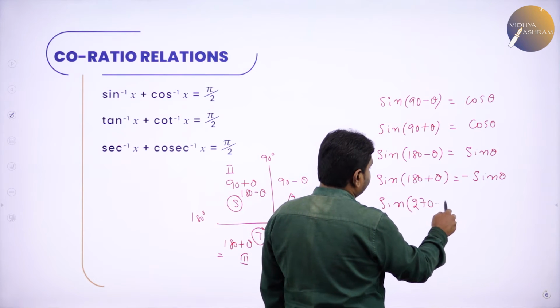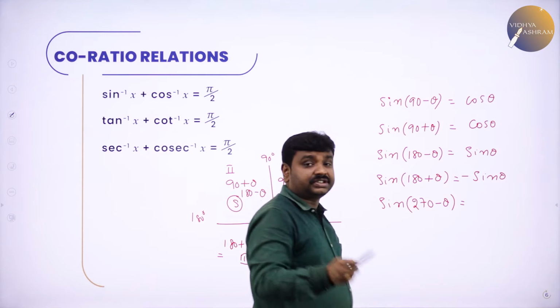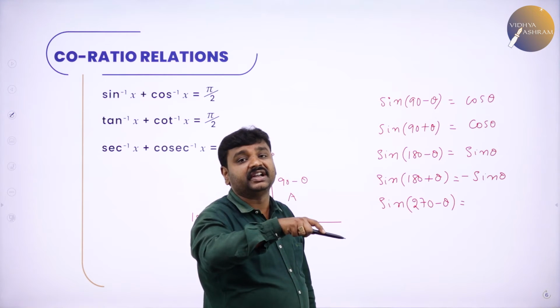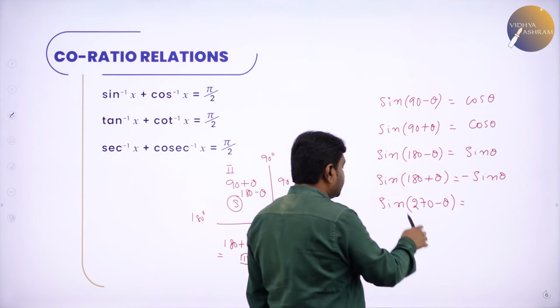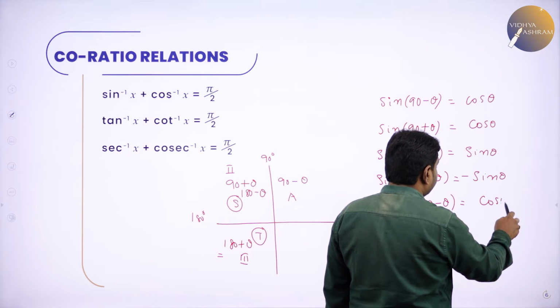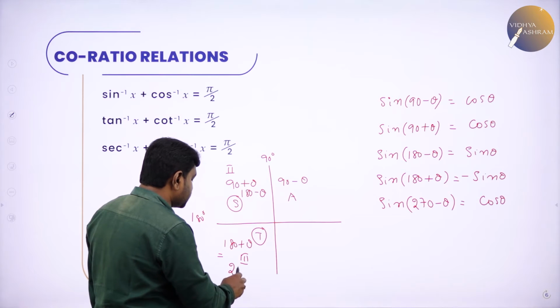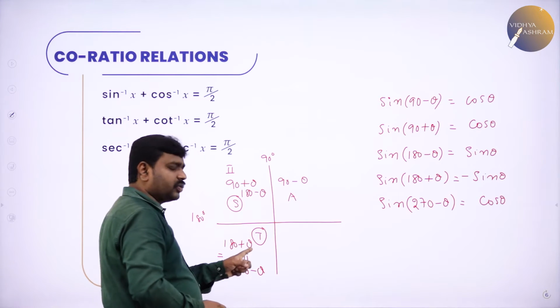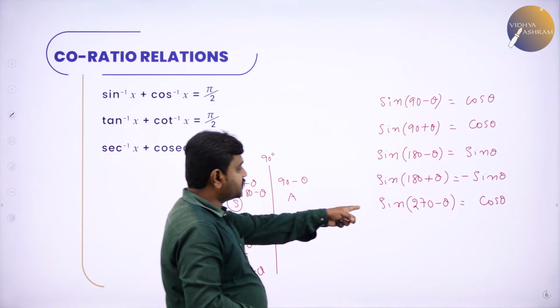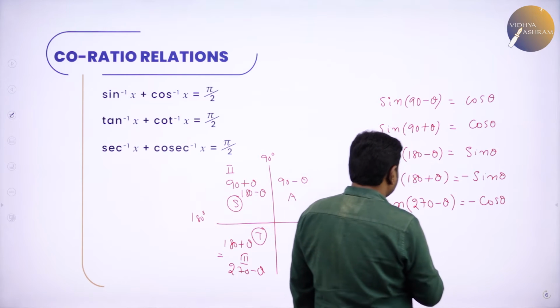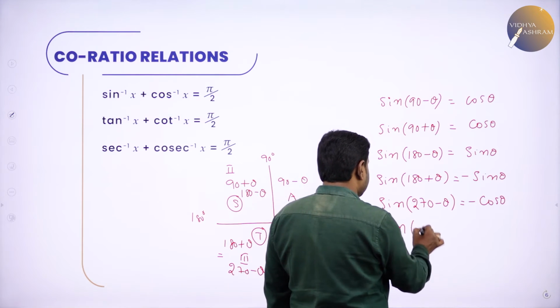Then sine of 270 minus theta. See, function changes for 90 and 270. So it is 270. So sine becomes what? Cos theta. And 270 minus theta lies in which quadrant? Third quadrant. In third quadrant, what is the alphabet? T. So your question does not match, so minus.